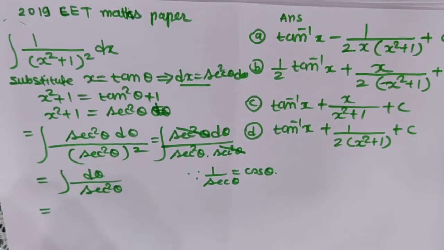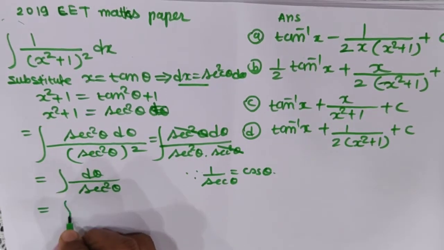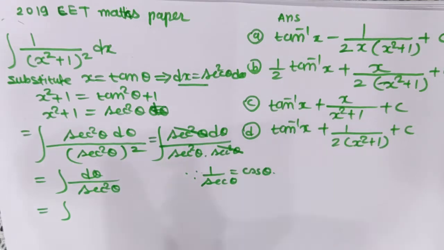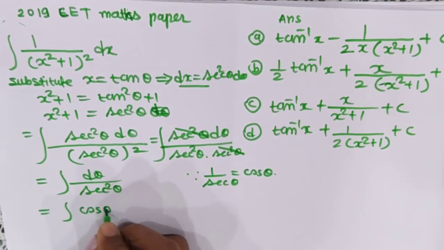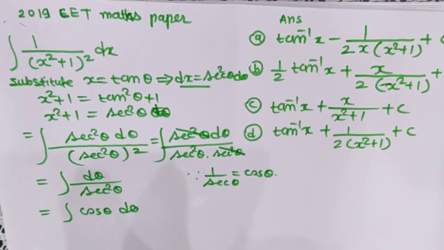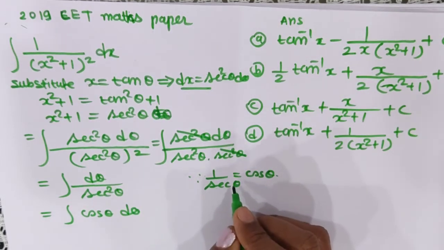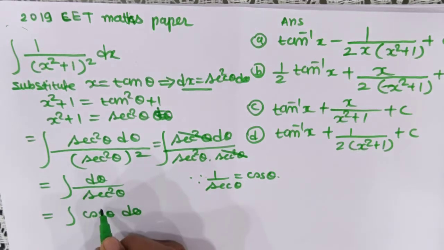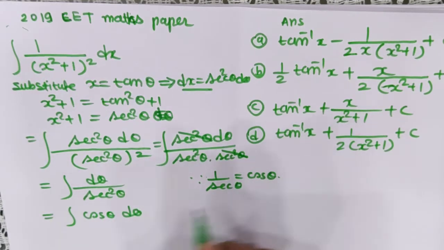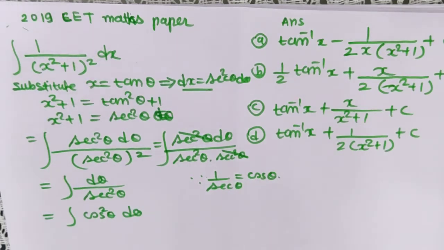Now as we know, 1 by sec theta means cos theta, right? So write this problem in the form of cos theta. So the integration sign, cos theta d theta. Now listen, 1 by sec theta means cos theta. Here it is sec square theta, so 1 by sec square means cos square theta d theta.